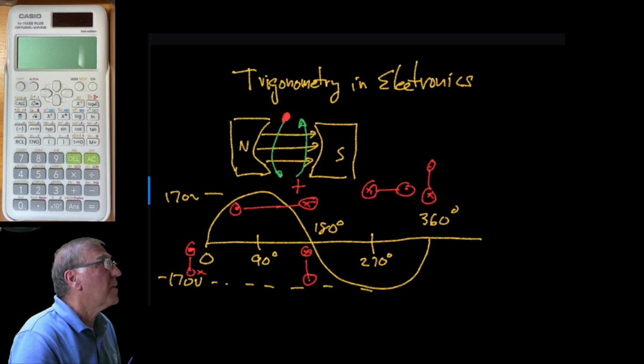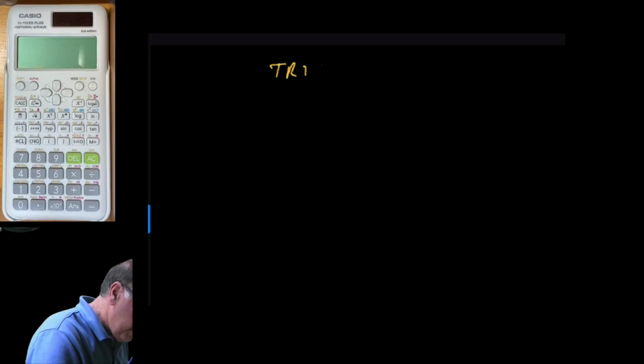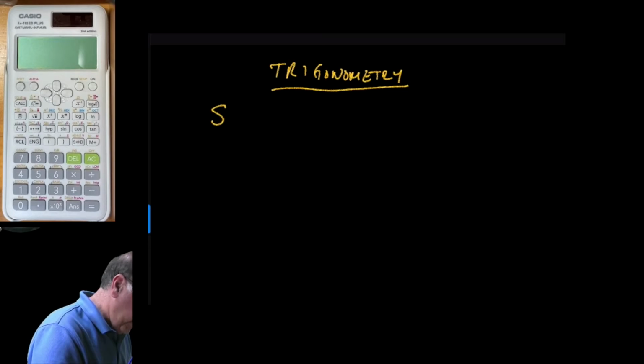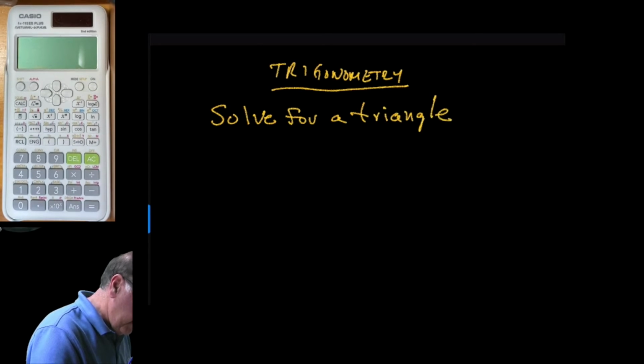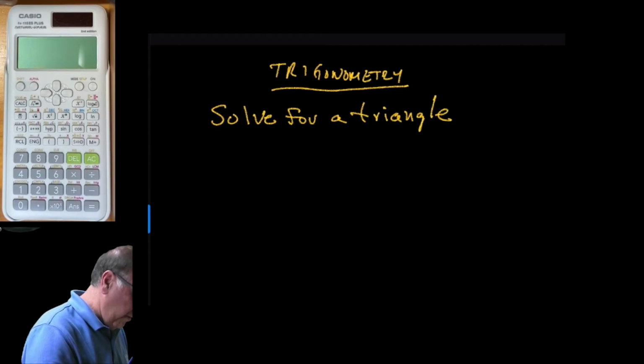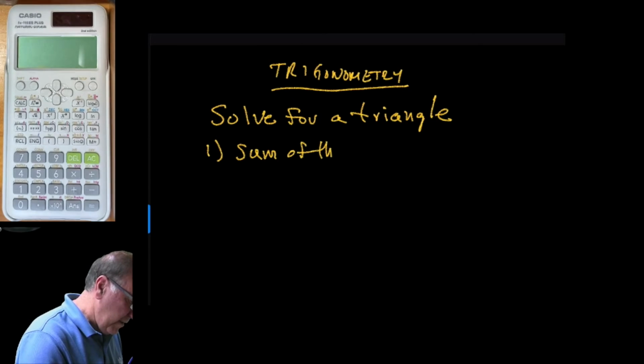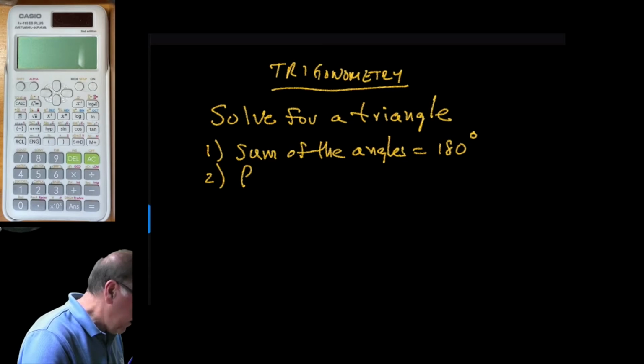All right, so now we're going to talk about trigonometry. Okay, trigonometry. We're going to solve for a triangle. So we know for a triangle that the sum of the angles is equal to 180 degrees. We also use the Pythagorean theorem.